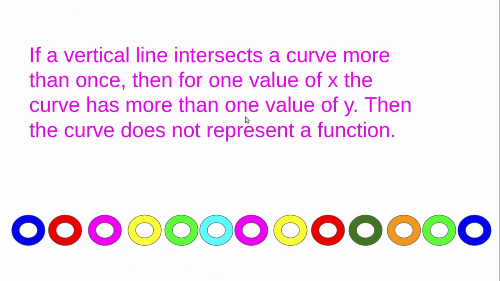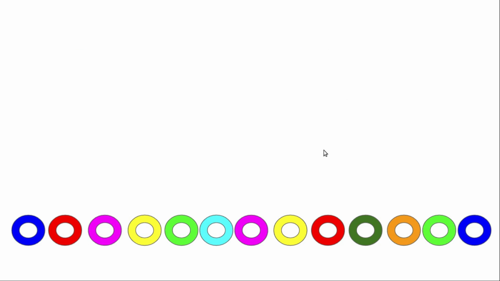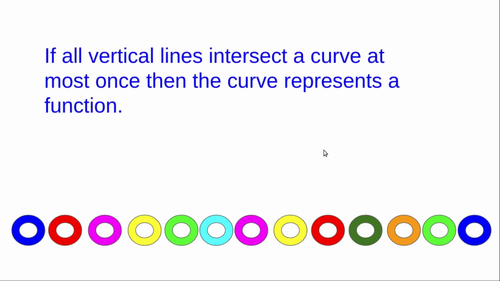If a vertical line intersects a curve more than once, then for one value of x, the curve has more than one value of y. Then the curve does not represent a function. If all vertical lines intersect a curve at most once, then the curve represents a function.